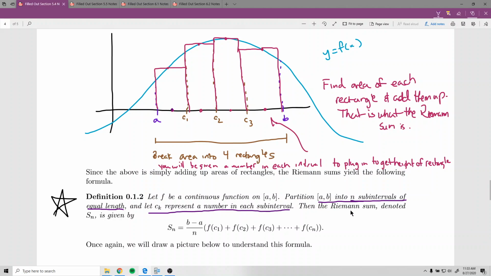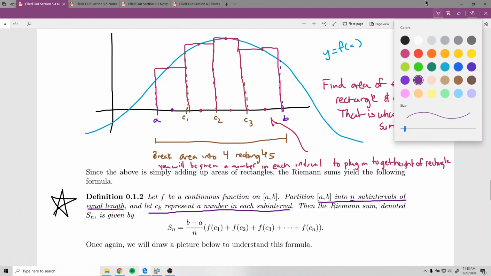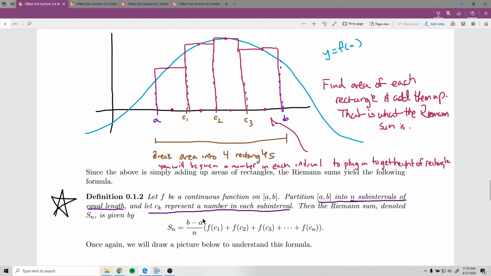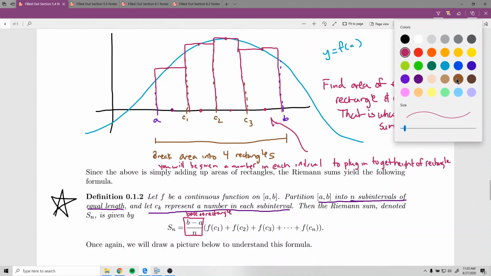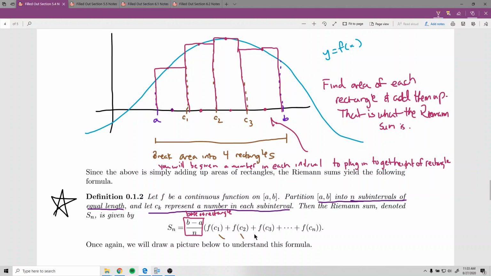Then the formula, the area, if you add them all together, the b minus a over n, this is the width or the base of the rectangle. Since they're all the same, what we do is we factor it out and we compute it once. And then the inside, all we're saying here is evaluate the function at all the numbers given and add them together. This will give us all the heights added together.